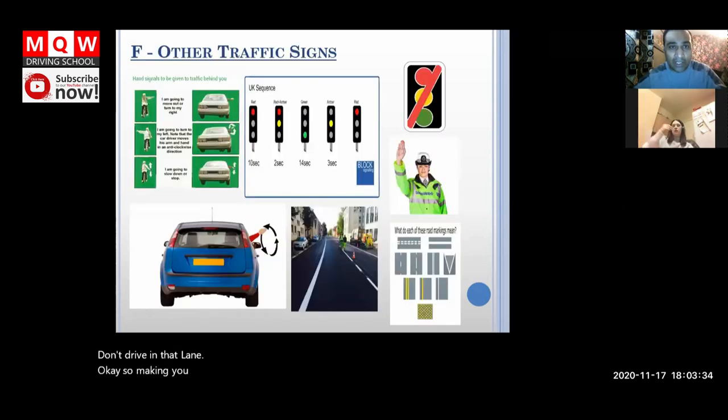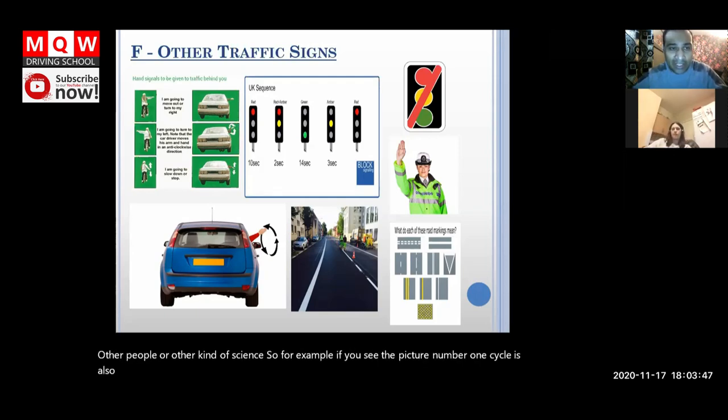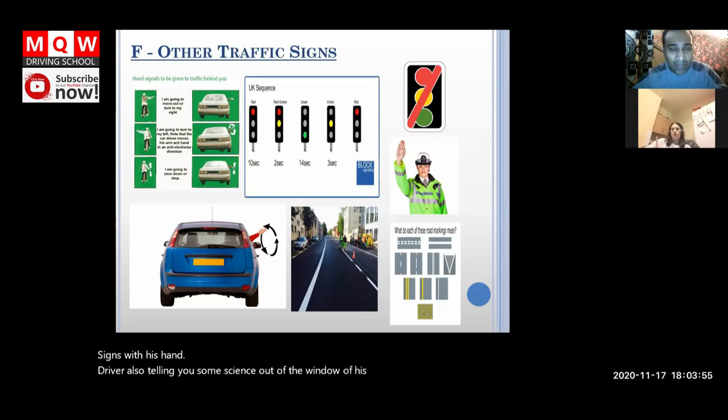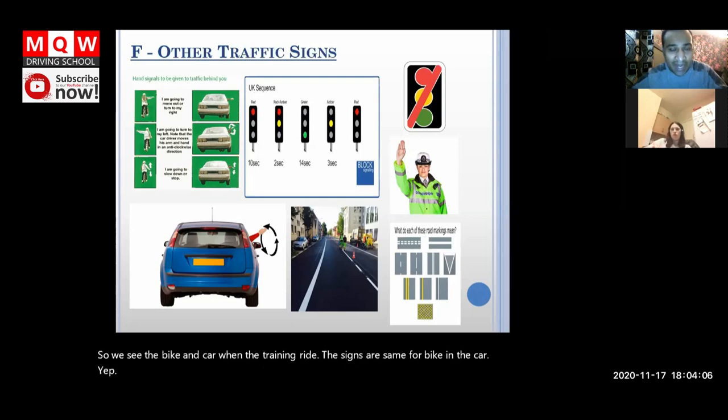This is called the other traffic signs, which you get from other people or other kinds of signs. So for example, in picture number one, the cyclist is telling you some signs with his hand. The driver is also telling you some signs out of the window of his car when he's turning right. If you see the bike and car, when they're turning right, the signs are the same for bike and car. But if you want to turn left, a cyclist can signal left very easily, but the driver cannot. So the driver is going to make a circle in the air.